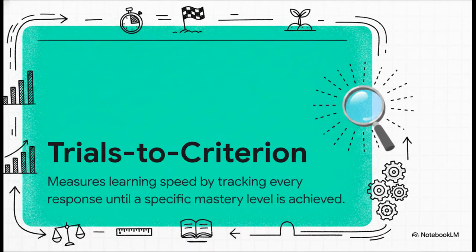Okay, let's dive into this definition directly. Trials-to-Criterion is, at its core, a metric of instructional efficiency. But what does that actually mean in practice for you? Well, its primary purpose is measuring the true speed of learning. We do this by meticulously tracking every single response opportunity presented to the learner until a highly specific mastery level is achieved.